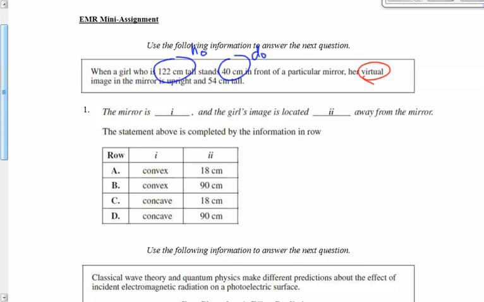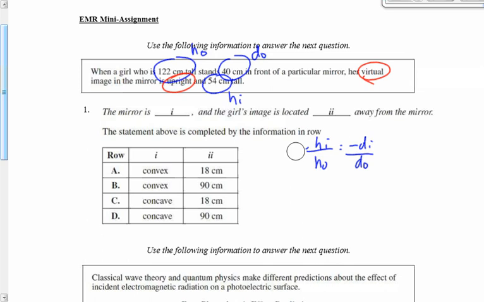Her image is upright and 54 centimeters tall. We're going to call that HI, and it's a positive HI because the image is upright. We want to know what kind of mirror it is and where her image is located. If I want to find DI, I have two equations with DI in them. 1 over F is equal to 1 over DO plus 1 over DI. I've also got the magnification equation, HI over HO equals negative DI over DO.